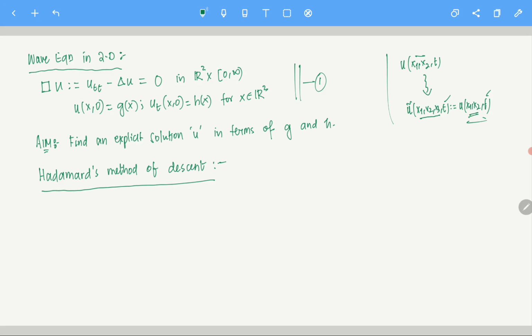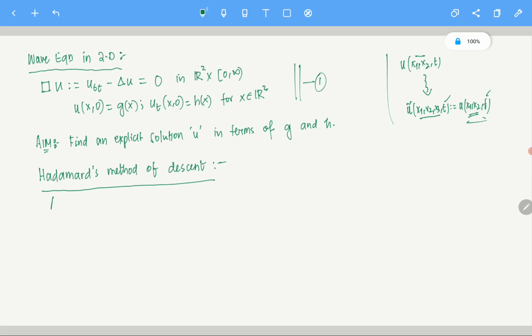Clear? Then you write the formula for the three-dimensional wave equation, and then you go down, you descend to two dimensions like this. So let us start with it. Of course, I don't know whether there is a solution or not. We are assuming that there is a solution.